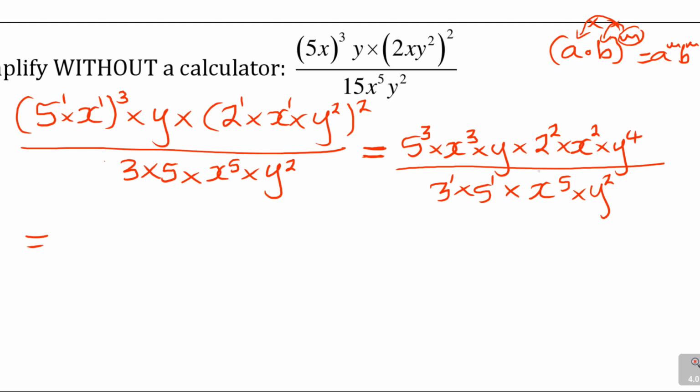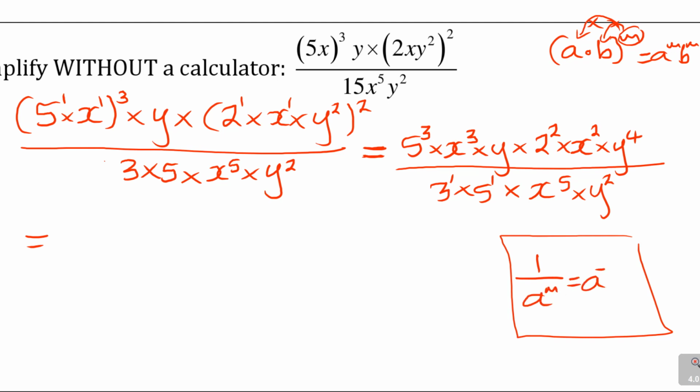When you're working with this, remember this rule: 1 over a to the power m is equal to a to the power negative m. It's better to take everything to the top if you want, but if you're taking everything to the top, you can subtract it. Actually, let me use the division rule, it's much better. If I say a to the power m over a to the power n, because it's dividing the same base, it's m minus n. Remember that one.